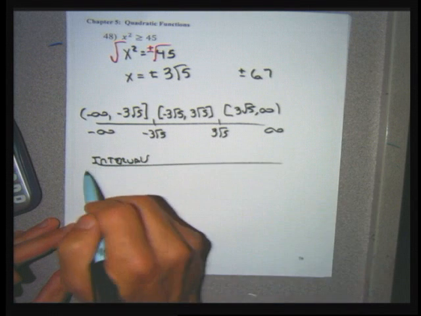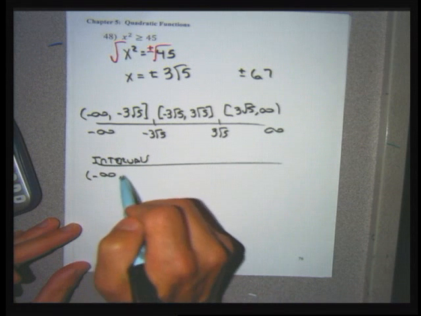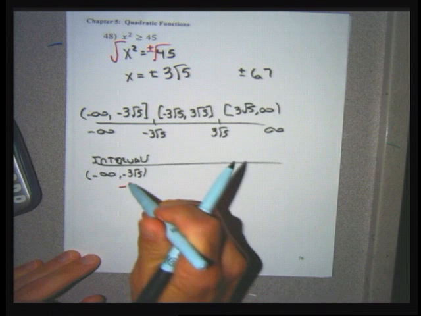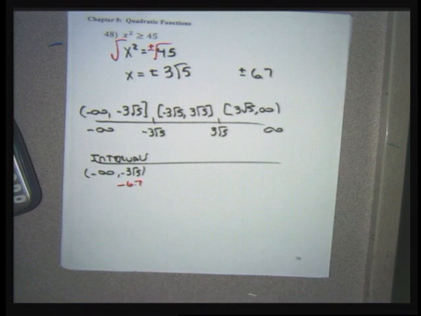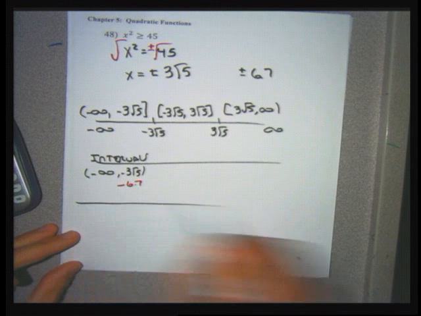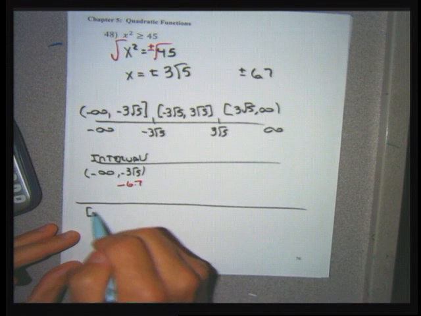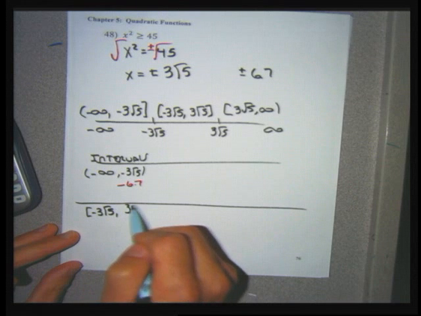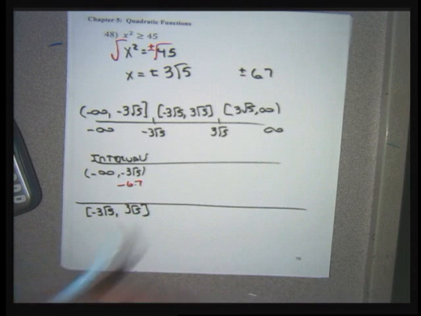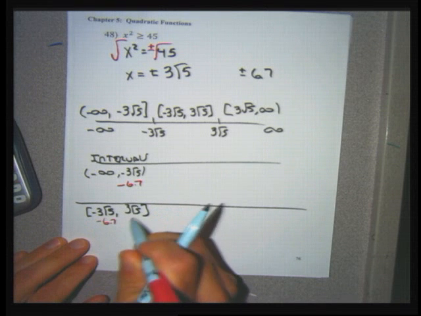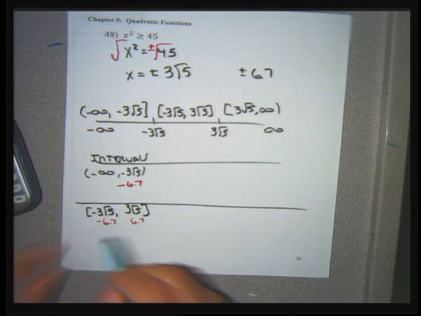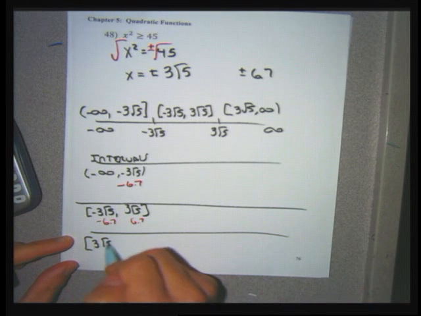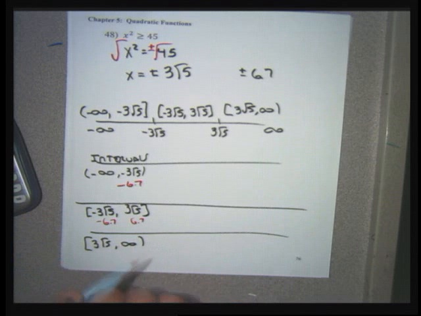The intervals are going to be negative infinity to negative 3 square root of 5, and that's about negative 6.7. I need to know that so when I pick a number to plug in. And then negative 3 square root of 5 to positive 3 square root of 5. That's like negative 6.7 to positive 6.7. And then the last interval, positive 3 square root of 5 to infinity. And that's 6.7 to infinity.